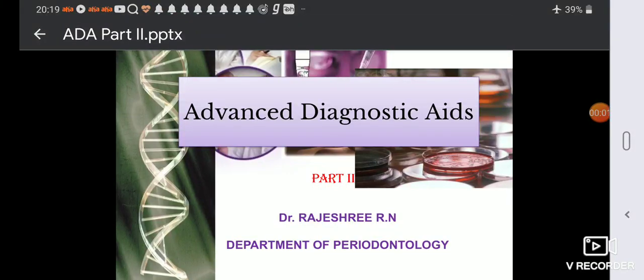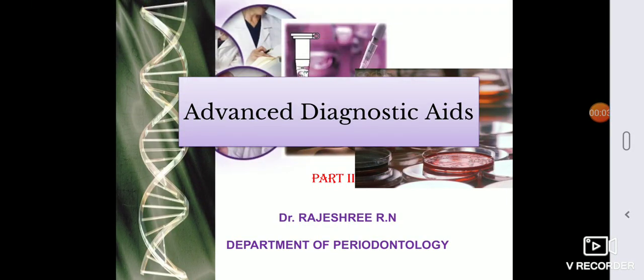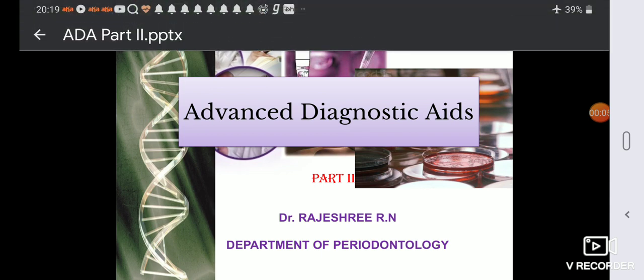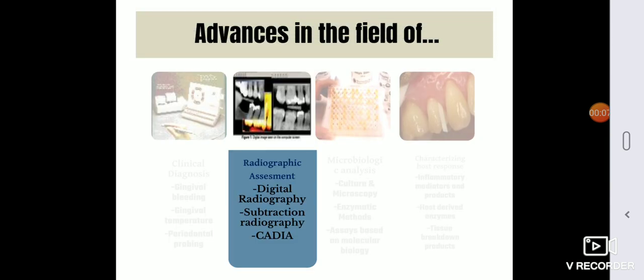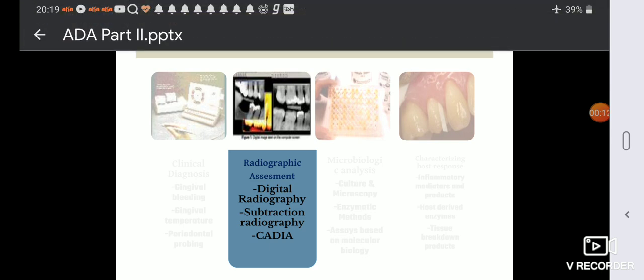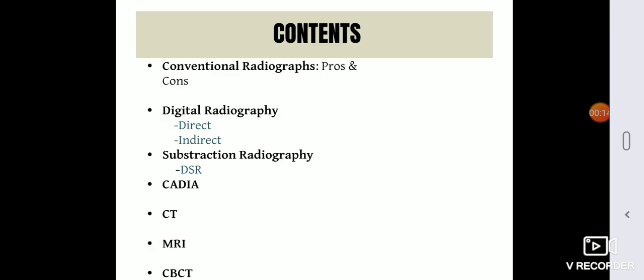Good morning, dear students. Continuing with our class on advanced diagnostic aids, today we'll be discussing advances in the field of radiographic assessment. So today's class contents are conventional radiographs, the pros and cons, digital radiography, direct and indirect, both methods will be discussed, subtraction radiography, CADIA, computed tomography, MRI and CBCT.